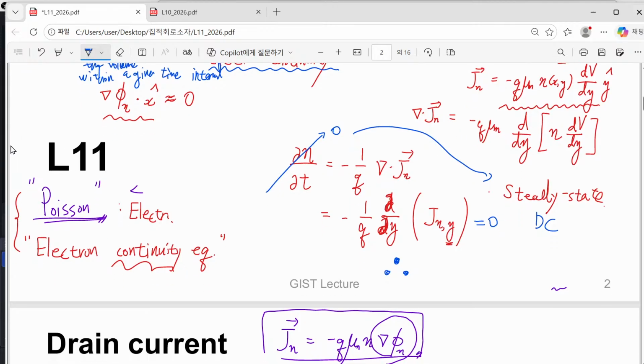But as a result of a long discussion, now we can say that Jn,y becomes a constant with respect to y. We are not allowed any kind of variation in our current density. That is the simple result. If you cannot understand this one very well, then please try this.